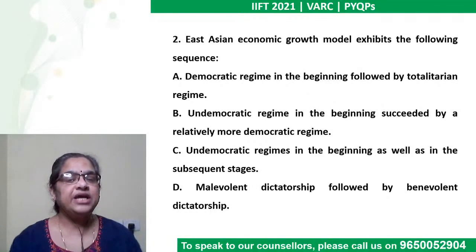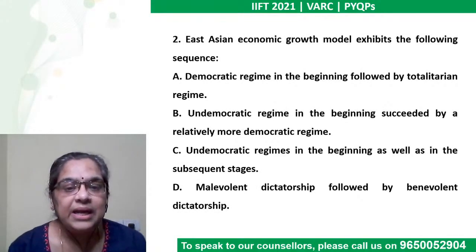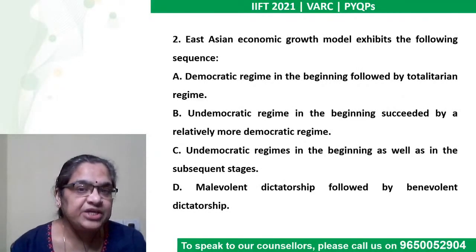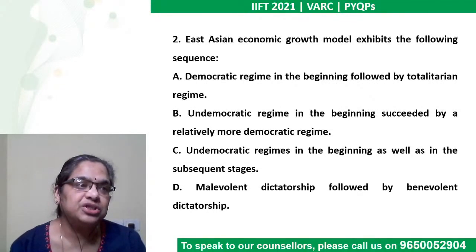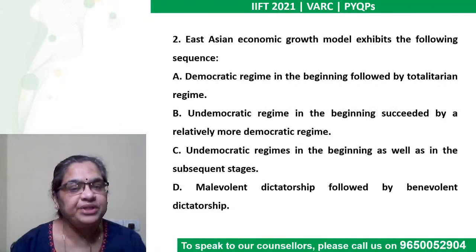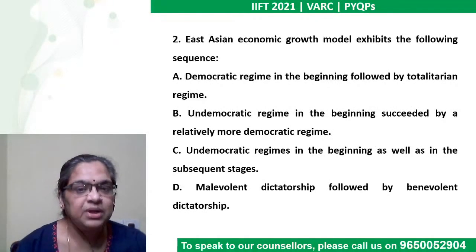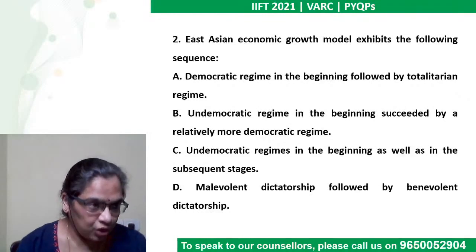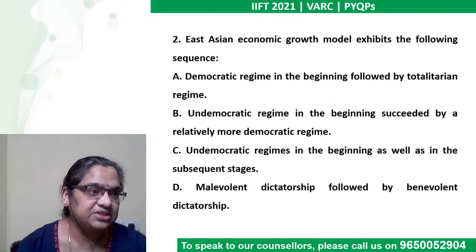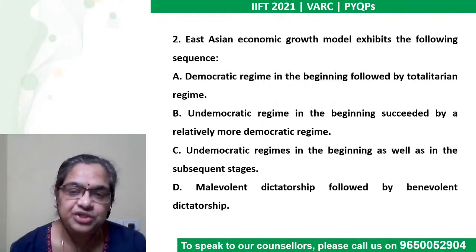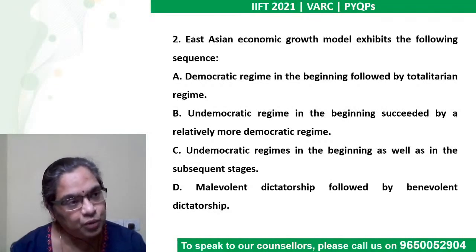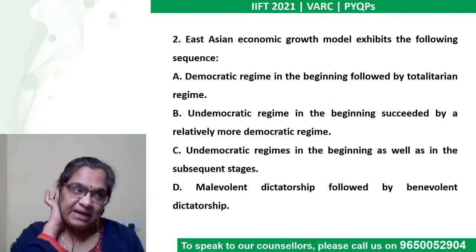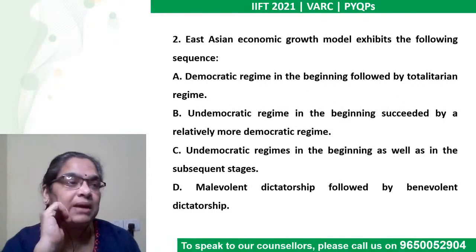Next, East Asian economic growth model exhibits the following sequence. He talked about Korea. So East Asian economic growth model exhibits which following sequence? A democratic regime in the beginning, followed by a totalitarian regime; undemocratic regime in the beginning, succeeded by a relatively more democratic regime; undemocratic regimes in the beginning as well as subsequent stages; malevolent dictatorships, opposite to benevolent, followed by benevolent dictatorships. A regime is a system of government, or the period during which a particular person rules.